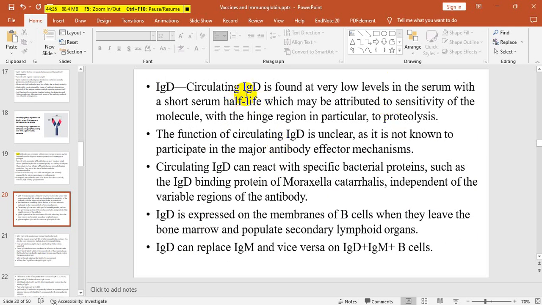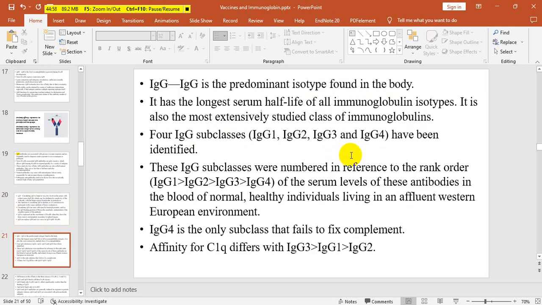Immunoglobulin D is found at very low levels in the serum with a short half-life. So when you use the gamete, that is D, so it is the smallest concentration. It has a short half-life which may be attributed to sensitivity of the molecule with the hinge region in particular. The function of this immunoglobulin D is not clear, as it is not known to participate in the major antibody effector mechanisms, like I told you, so you can go and read on it.